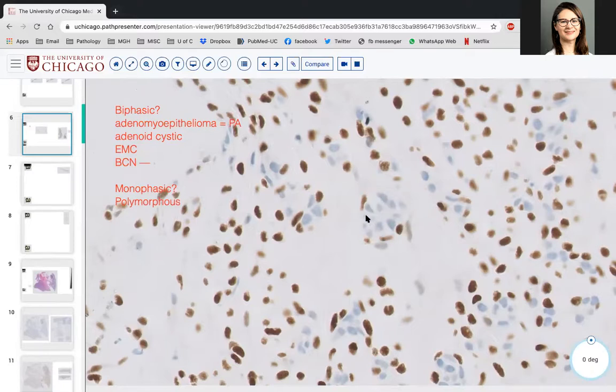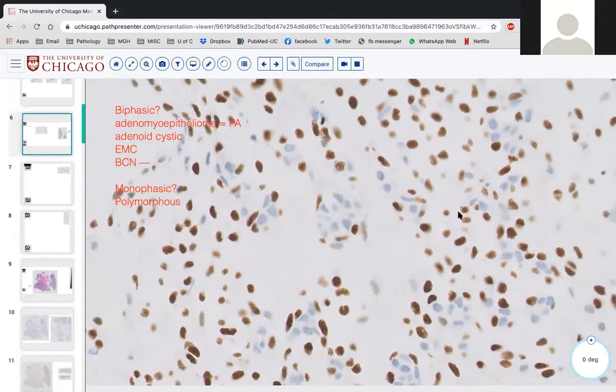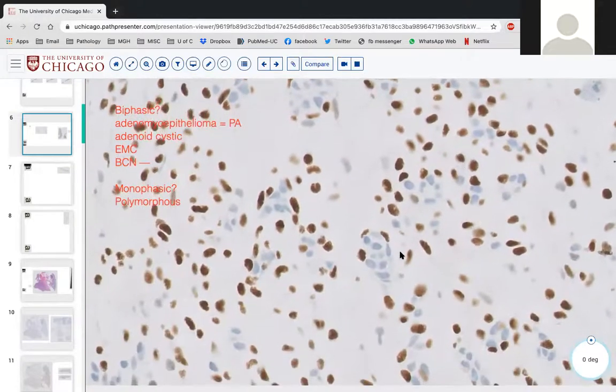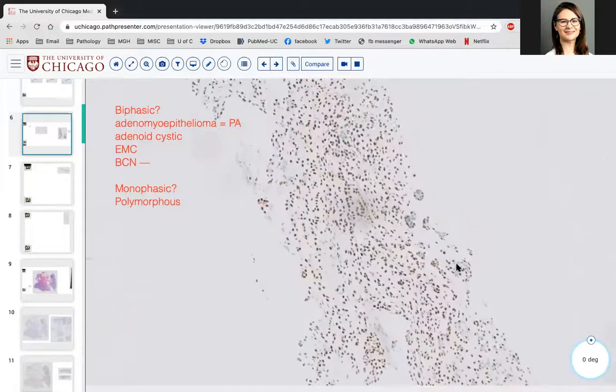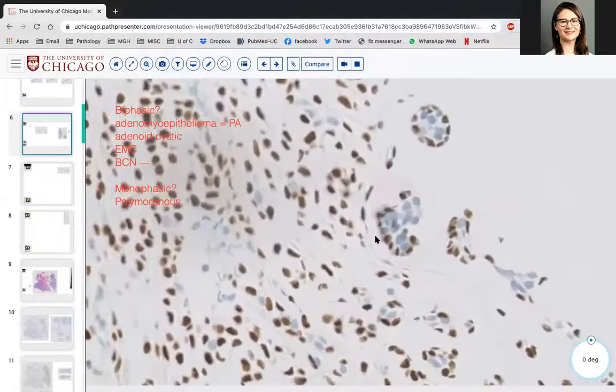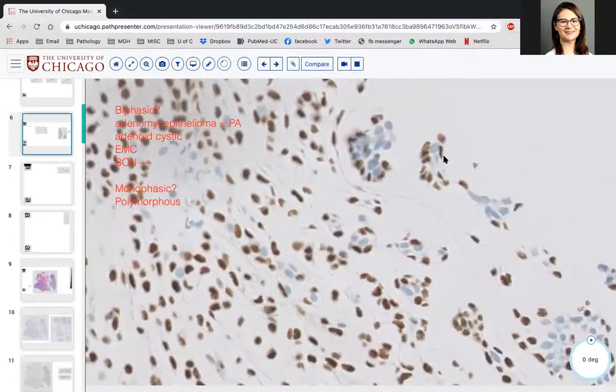And I think importantly, when evaluating P63 or P40, look at the location of the positive cells versus the location of the negative cells. And sometimes it seems haphazard, but at times you can actually make out, right, that the cells at the periphery are the myoeps, and the cells at the center are the epithelial cells that are negative for the P63, P40. Yeah, so that distribution, here's a good one. That distribution, right, is very important.